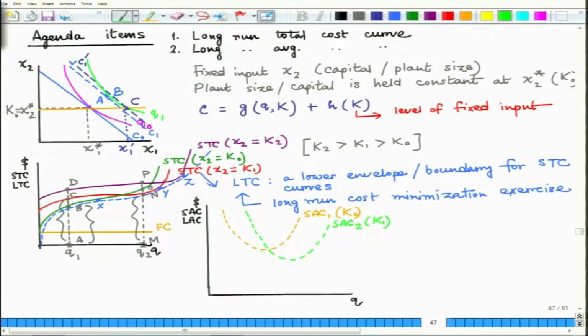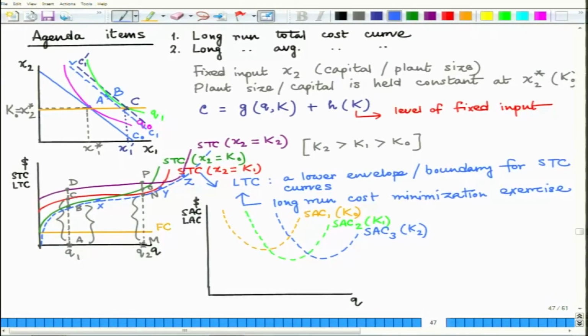Note that the minimum short run average cost has gone down for the higher plant size. Another short run average cost curve is associated with the third level of plant size, which is denoted by SAC3 and K2, right. So, these are basically my short run average cost curves corresponding to the short run total cost curves.